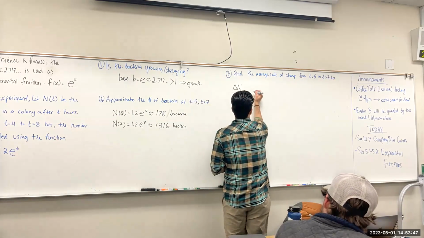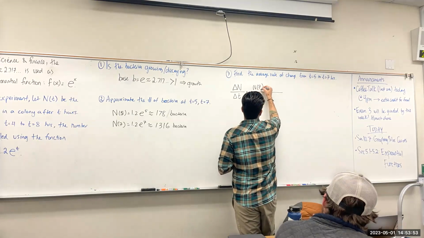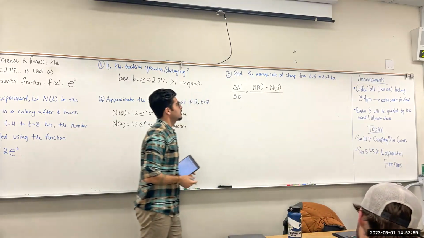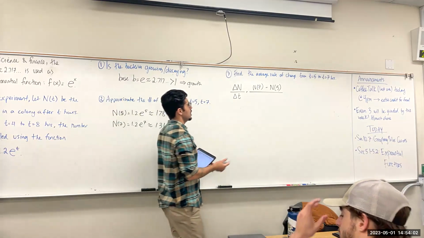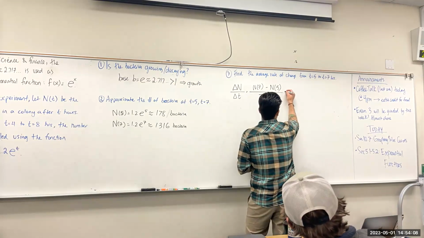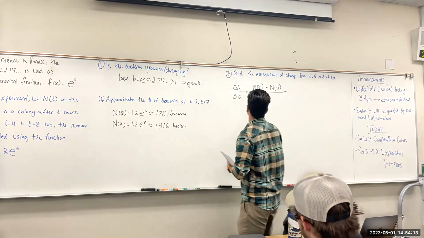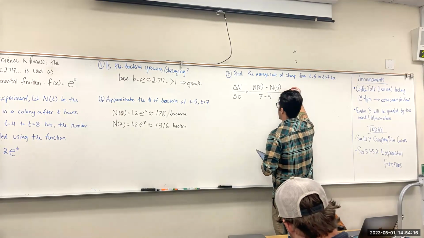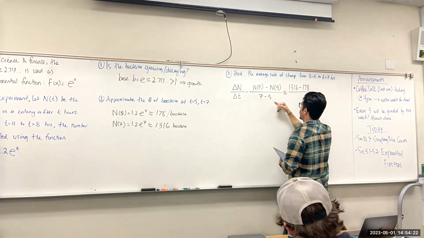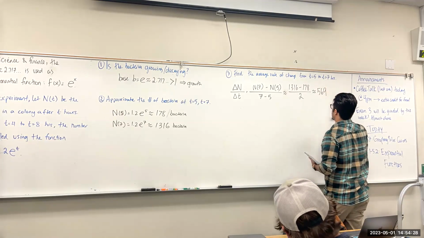All right, so within this interval, you're going to look at the number of bacteria that you ended with, so N of 7, minus the number of bacteria that you had at T equals 5, over the change in the amount of time. So you subtract the time. When you're doing this on your homework, you're going to need to know how to do all this. So that's going to be about 1316 minus 178 over 2, which I think, let me see, did you guys get 569? Yeah. And then what are the units?